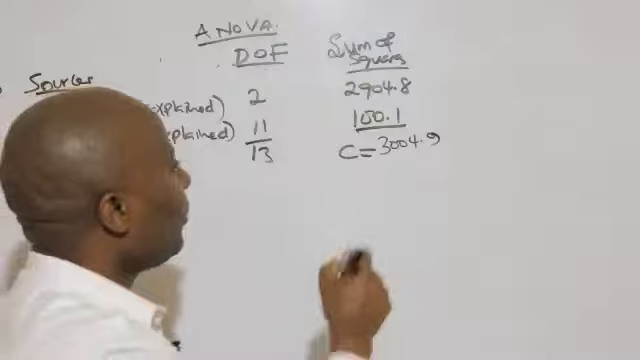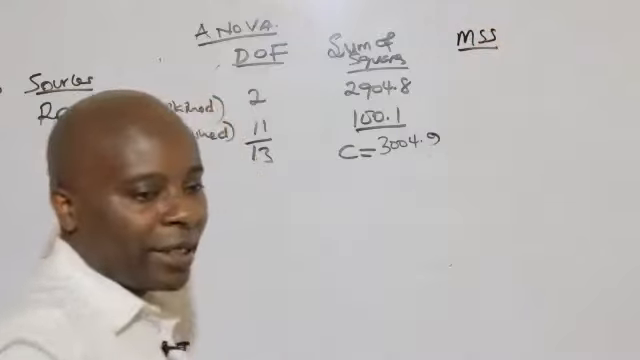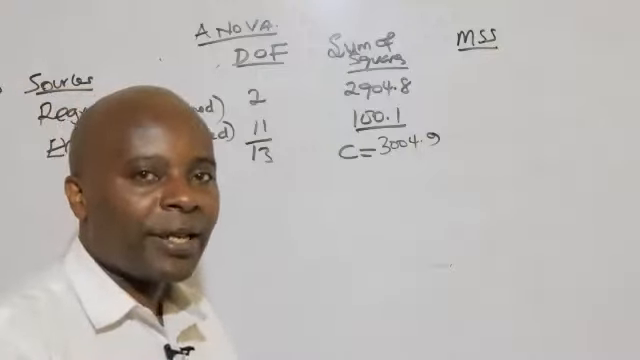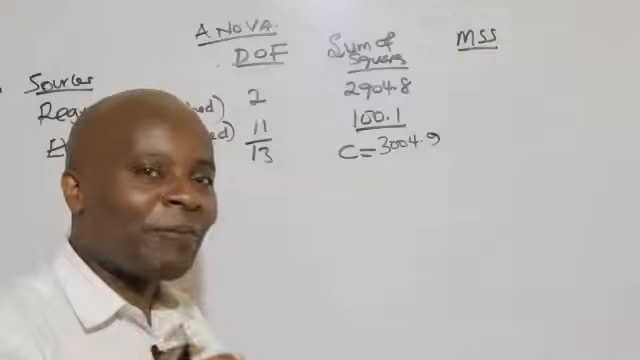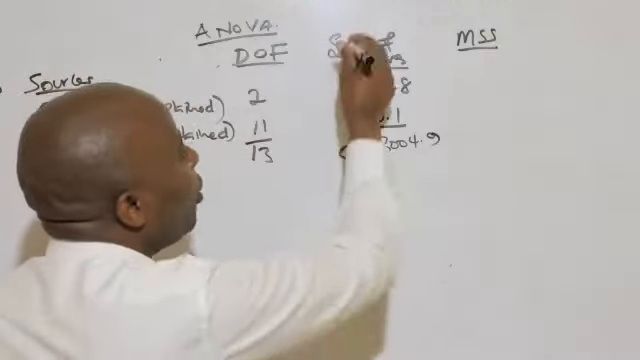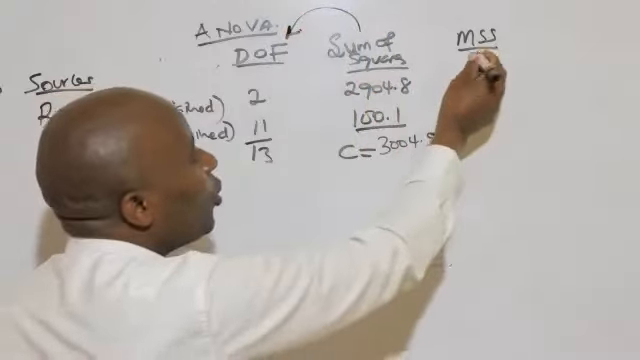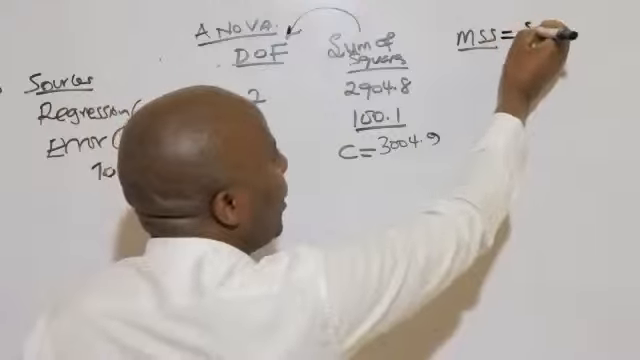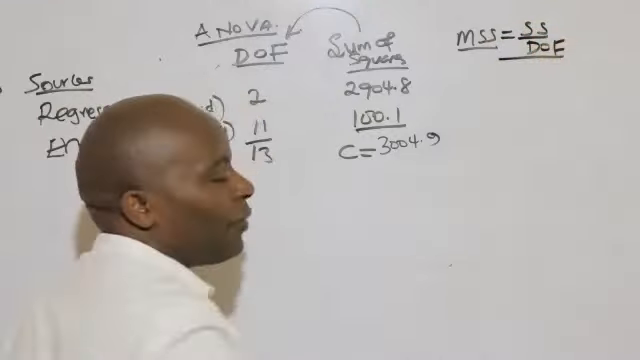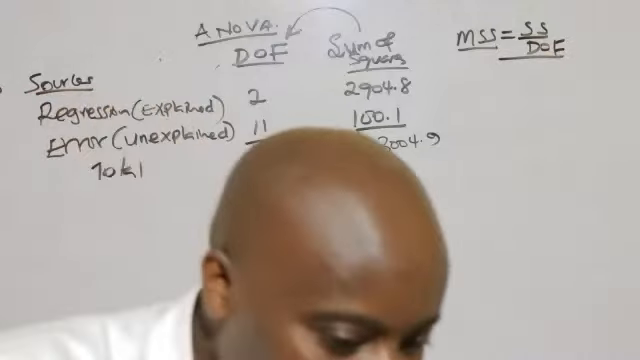The next column they want me to get is called the mean sum of squares. What shall we do for us to get the mean sum of squares? It is an easy thing to get. You take this, you divide by this. So to get the mean sum of squares, we normally take sum of squares divided by DOF.